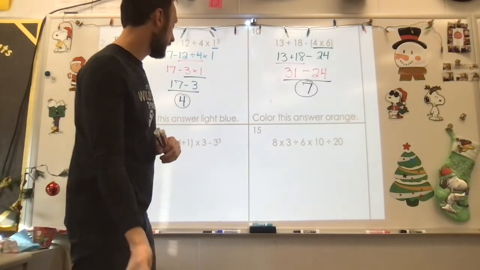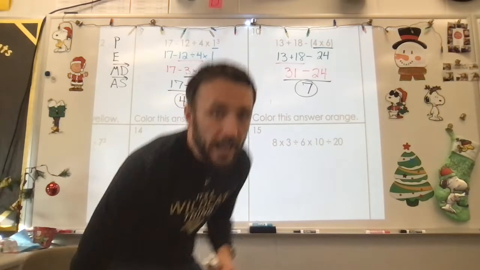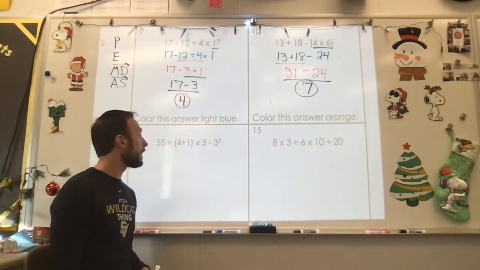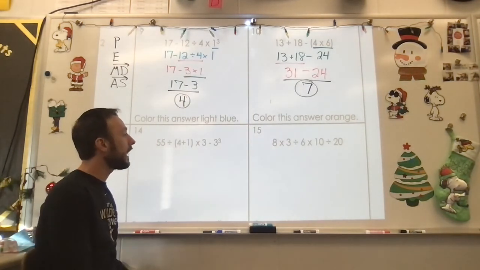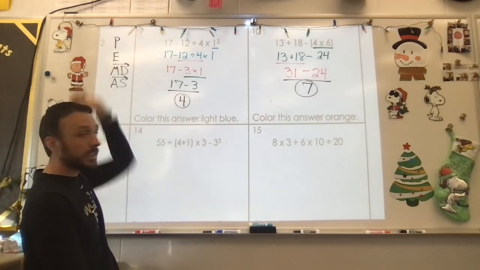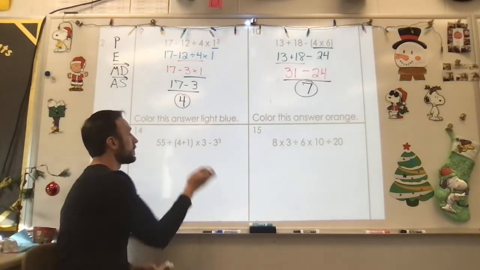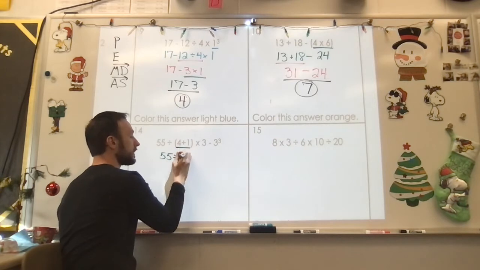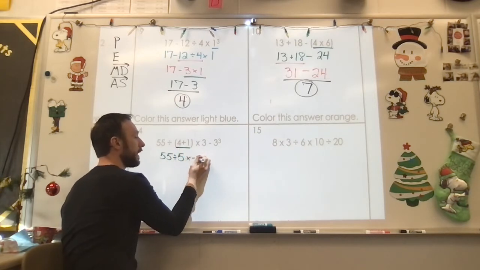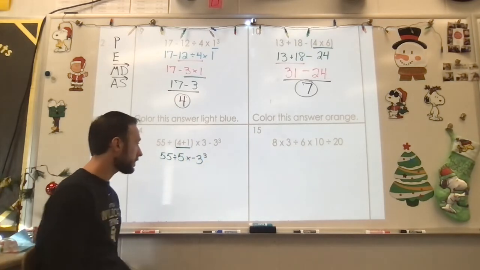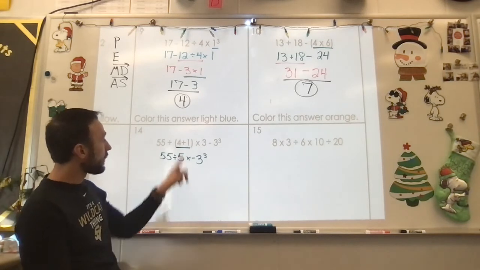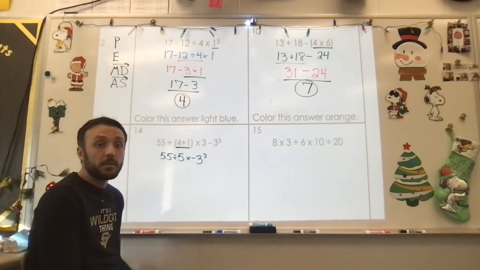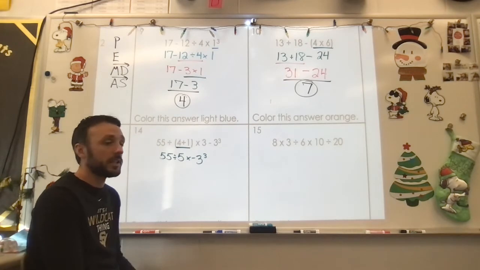So far, so good. The next one says I have 55 divided by 4 plus 1, times 3 minus 3 to the third power. Do I have parentheses? Yes, so I'm going to do that first. So I'm going to have 4 plus 1. So I'll be left with 55 divided by 4 plus 1 is 5, times 3 minus 3 to the third. I dropped those parentheses because I only have one number left in the parentheses and there's no numbers touching that parenthesis.